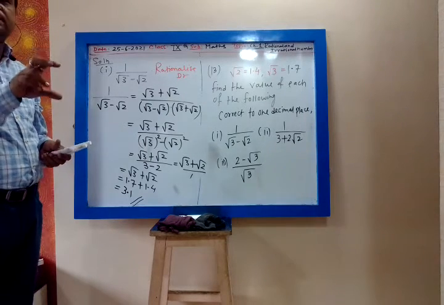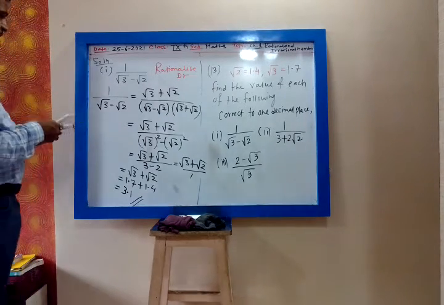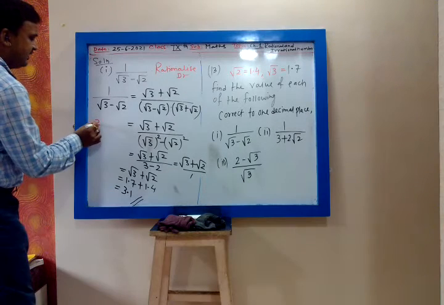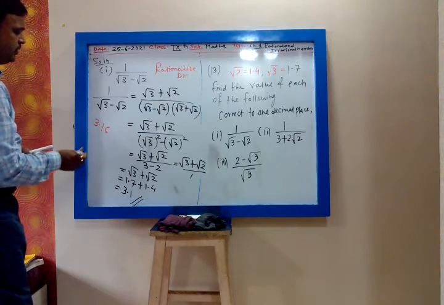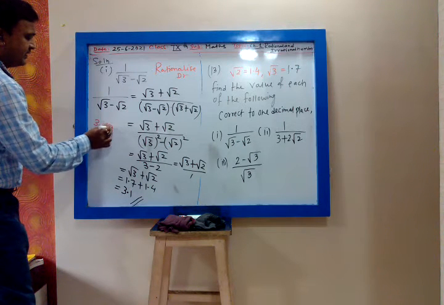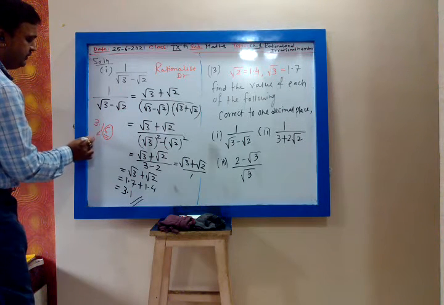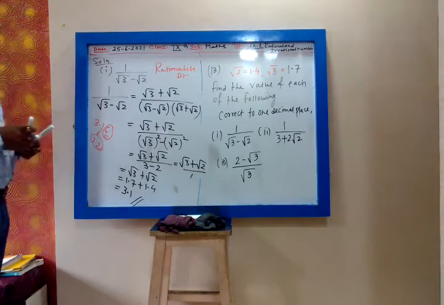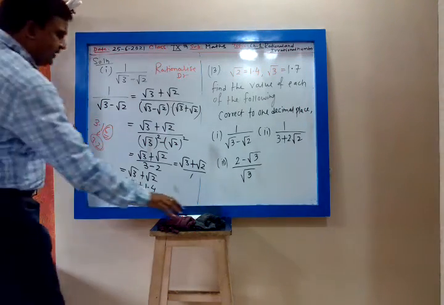When you want your answer up to 1 decimal, for example if it is 3.16, then you see the second digit. The second digit is 6, so the 1 will become 2. Correct?